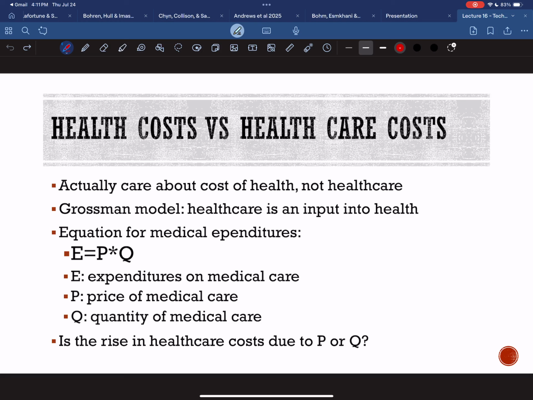So it's important to break down healthcare costs into what's driving the increase. Is the price of healthcare rising, or is the quantity of healthcare we're purchasing rising? Both of those go into expenditures. Expenditure is price of care times quantity of care. If the price is rising, that's probably bad. But if the quantity of medical care is rising, that could be good, could be bad, depends on why it's rising. And remember, at the end of the day, we actually care about the cost of health, not about the cost of healthcare.